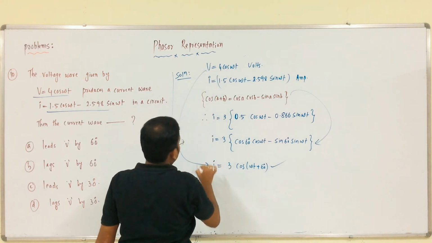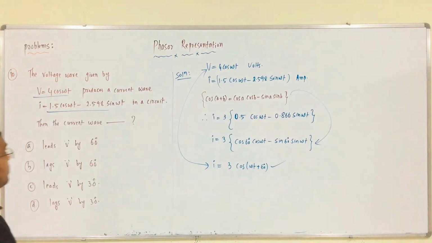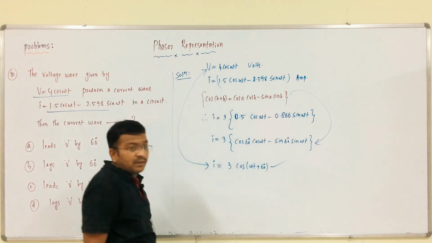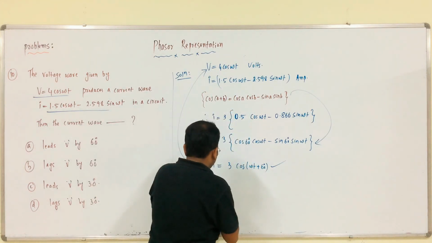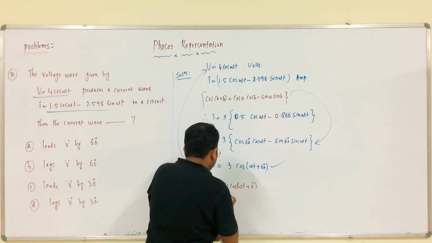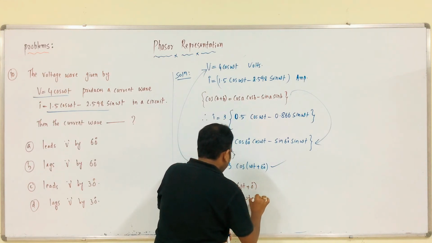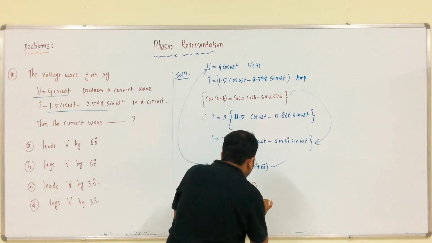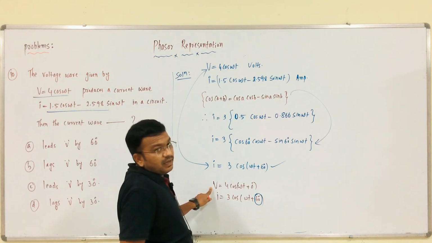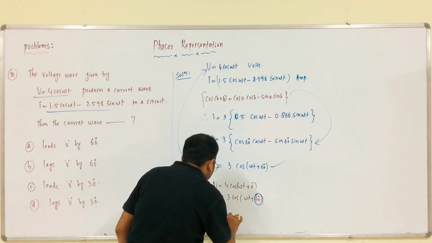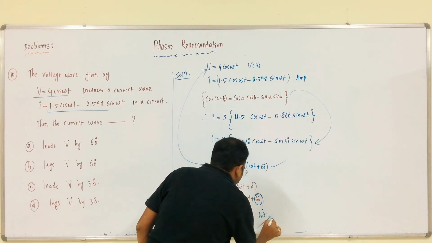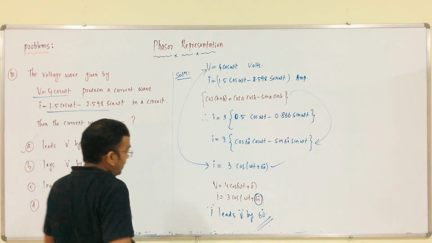Now, voltage and current. Then tell me which one is leading, which one is lagging. So, current is 3 cos omega t plus 60, voltage is 4 cos omega t plus 0. That is V is equal to 4 cos omega t plus 0, like that current is equal to 3 cos omega t plus 60. See, we have 60 degrees ahead. This current is 60 degrees ahead of voltage, that is current leads V by 60 degrees. Option A is correct. Current leads V by 60 degrees.